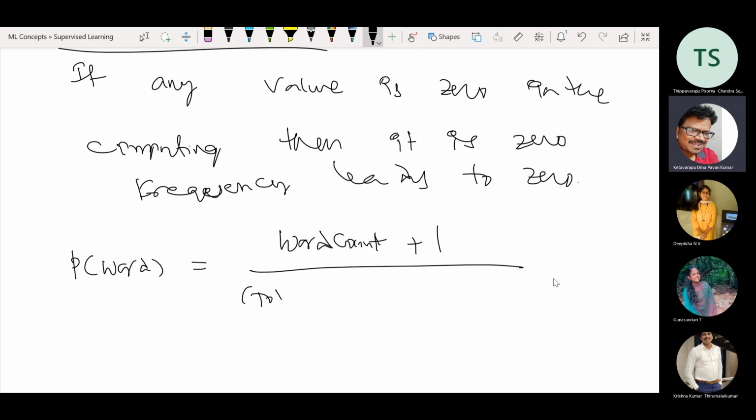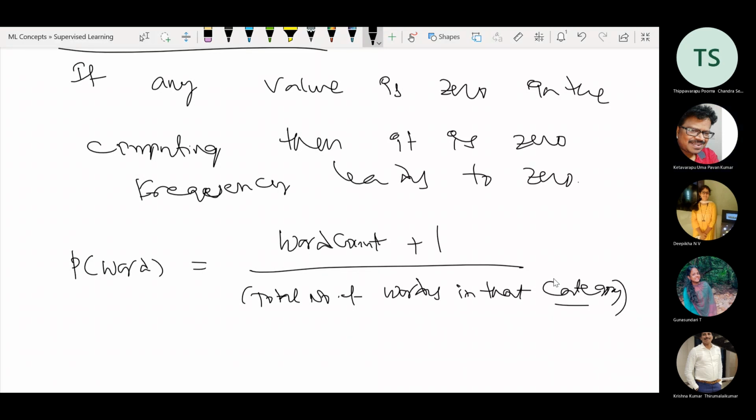And the next thing is the total number of words in that category, because the category relates to the classification we're having, yes or no kind of thing. So whatever the category, yes category, no category, or here, spam category, non-spam category, as we are talking about spam, only the words in that particular category. Word count plus 1, divided by the total number of words in that category plus the total number of distinct words.